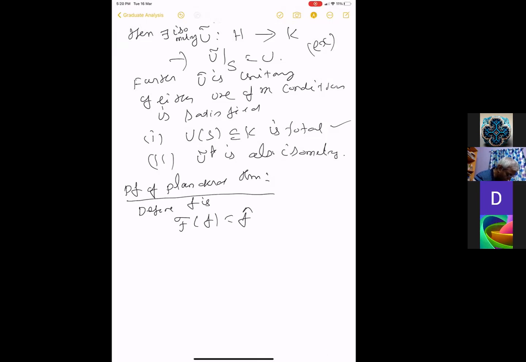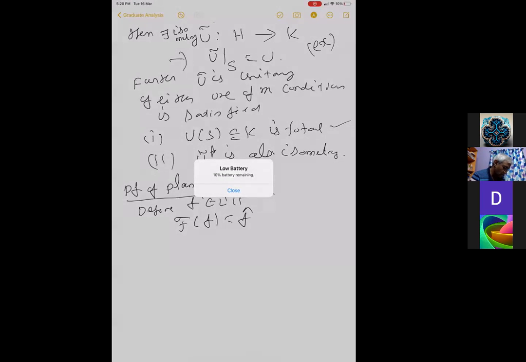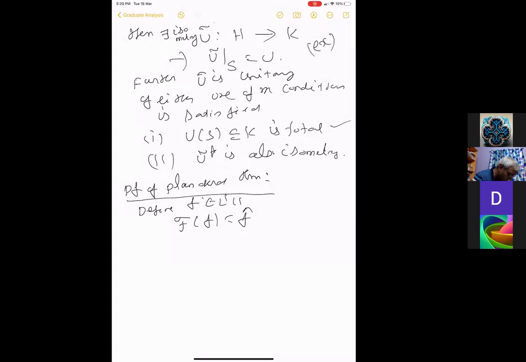F is defined on L1 intersection L2(R). I don't know how I would write from there. Maybe I'll remove my video and then go there. Okay.